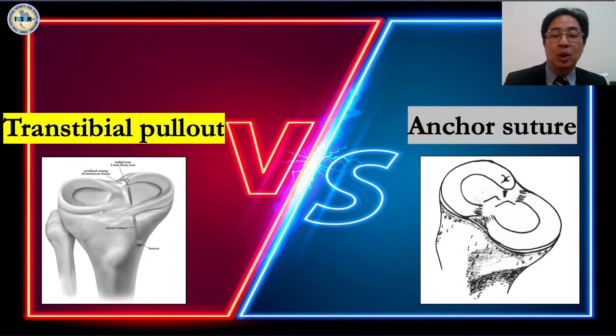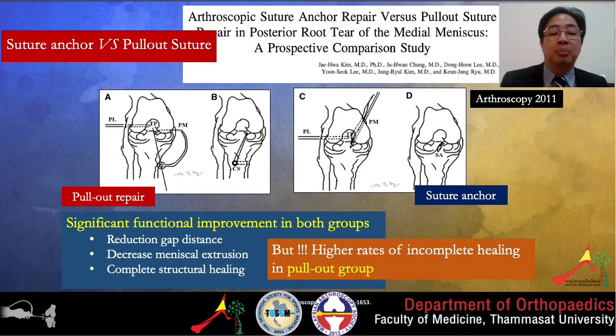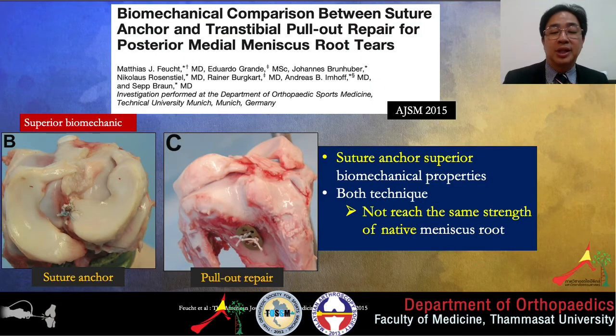Transtibial pull-out versus anchor suture. Which one is better? Dr. Kim compared 2 techniques, pull-out repair and suture anchor repair and found that there's higher rate of incomplete healing in the pull-out group. Professor Imhoff and the team from Munich compared suture anchor and pull-out repair. They found that suture anchor technique provides superior biomechanical properties.